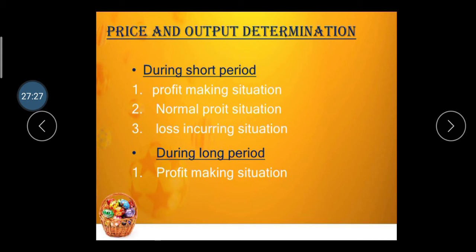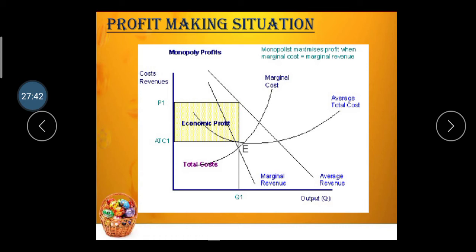Then price and output determination: during the short run there can be a profit making situation, normal profit, or loss incurring, and in the long period a profit making situation. So let's see one by one in graph mode. First, the profit making situation. Here you see the marginal cost, average total cost, average revenue and marginal revenue. The average total cost is lesser than the marginal revenue. You can easily understand this: average revenue is higher than your average cost. So here economic profit is earned in the short run.